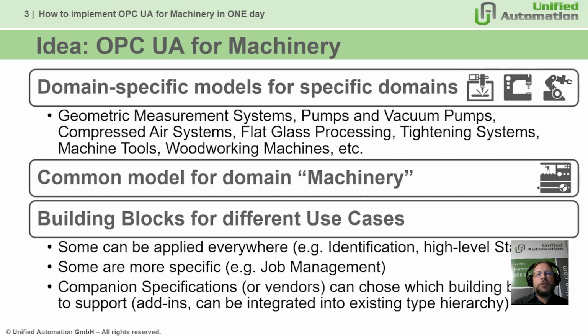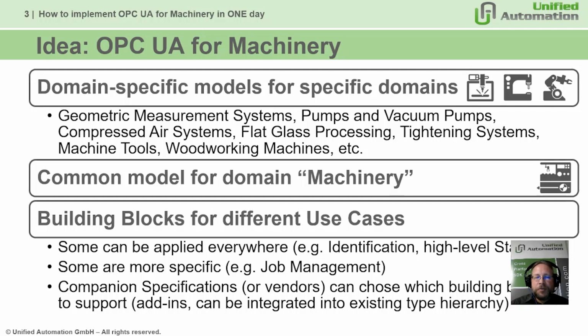So the general idea of the machinery specification is we do have domain-specific models for specific domains like geometric measurement systems, pumps and vacuum pumps, compressed air systems, flat glass processing, tightening systems, machine tools, woodworking machines, and so on. And they all have different models, which makes a lot of sense because they do different things, but they also do have things in common, and those common things are defined in the machinery specification as a common model for the domain machinery. We have so-called building blocks for different use cases.